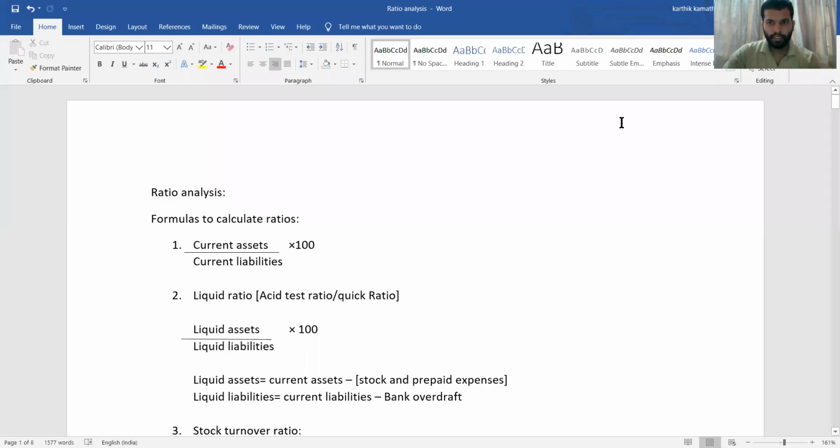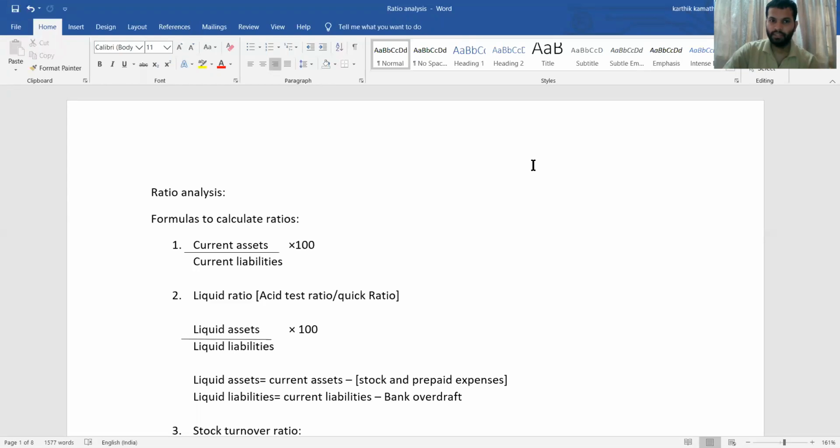Hello everyone, today we are going to discuss ratio analysis, and in this class we are going to see what the different formulas available for ratios are and how they are applicable while solving problems. So first of all, what do you mean by ratios? A ratio is nothing but a mathematical relationship between two variables, two items, or two figures. So if you want to compare two items, then ratio is an effective tool.